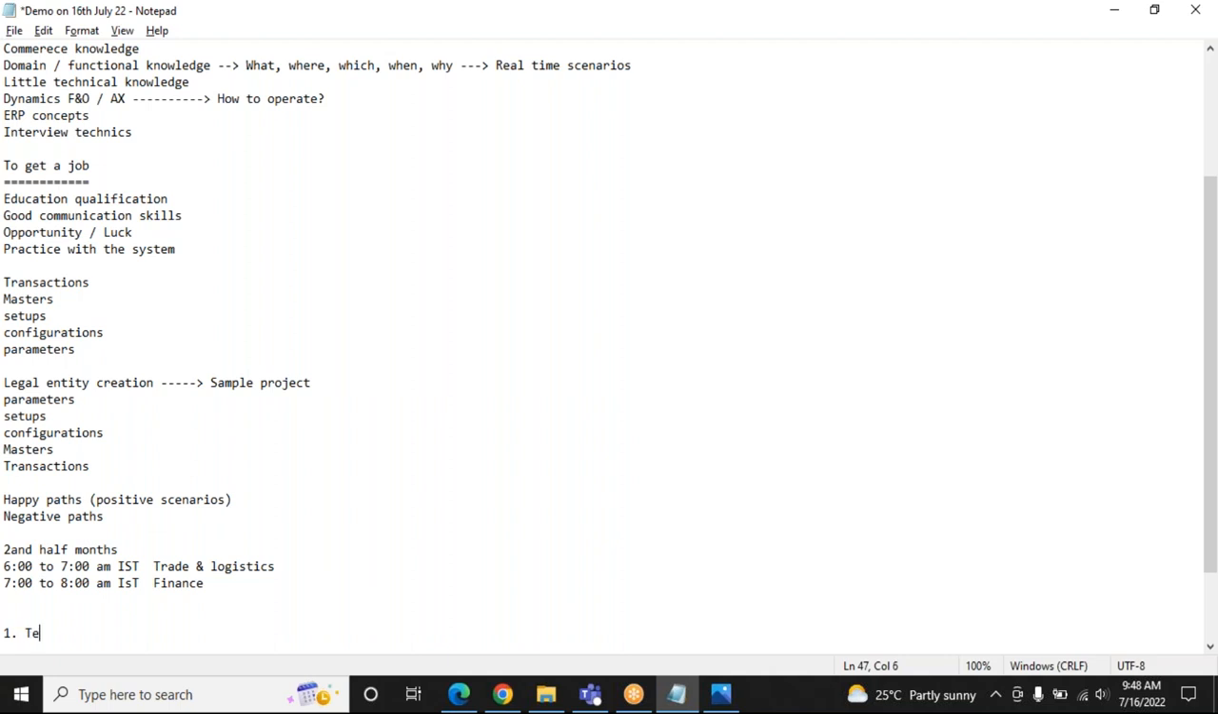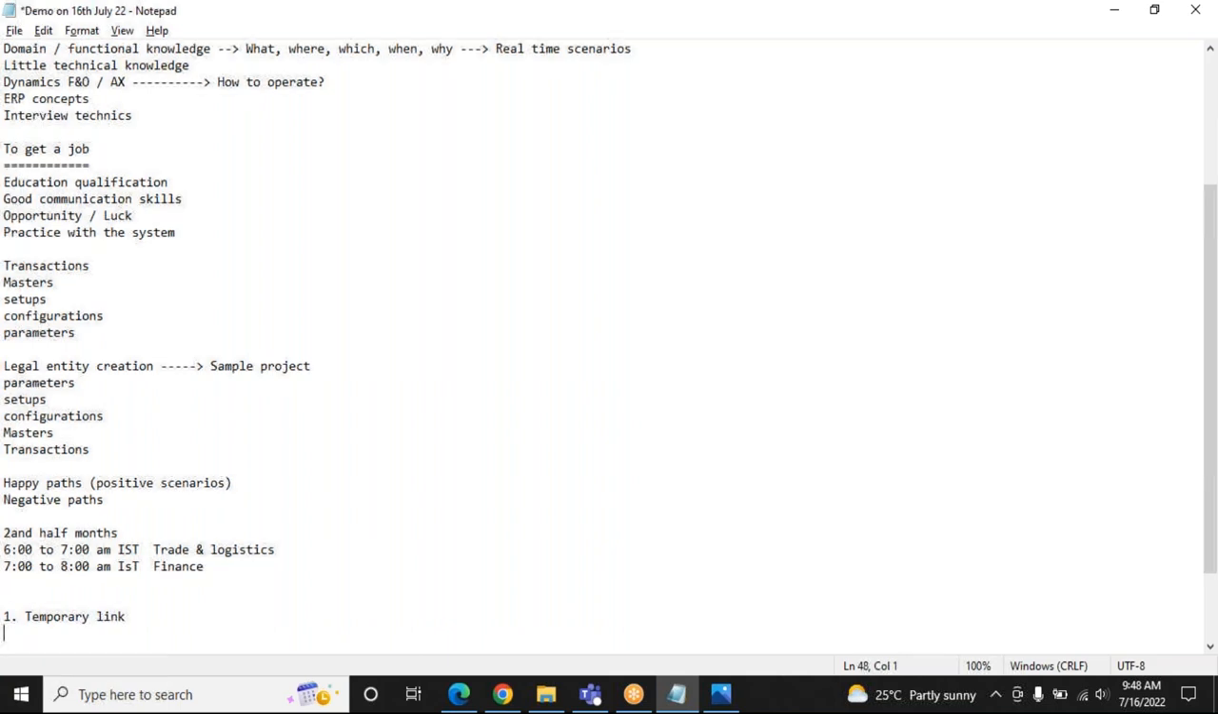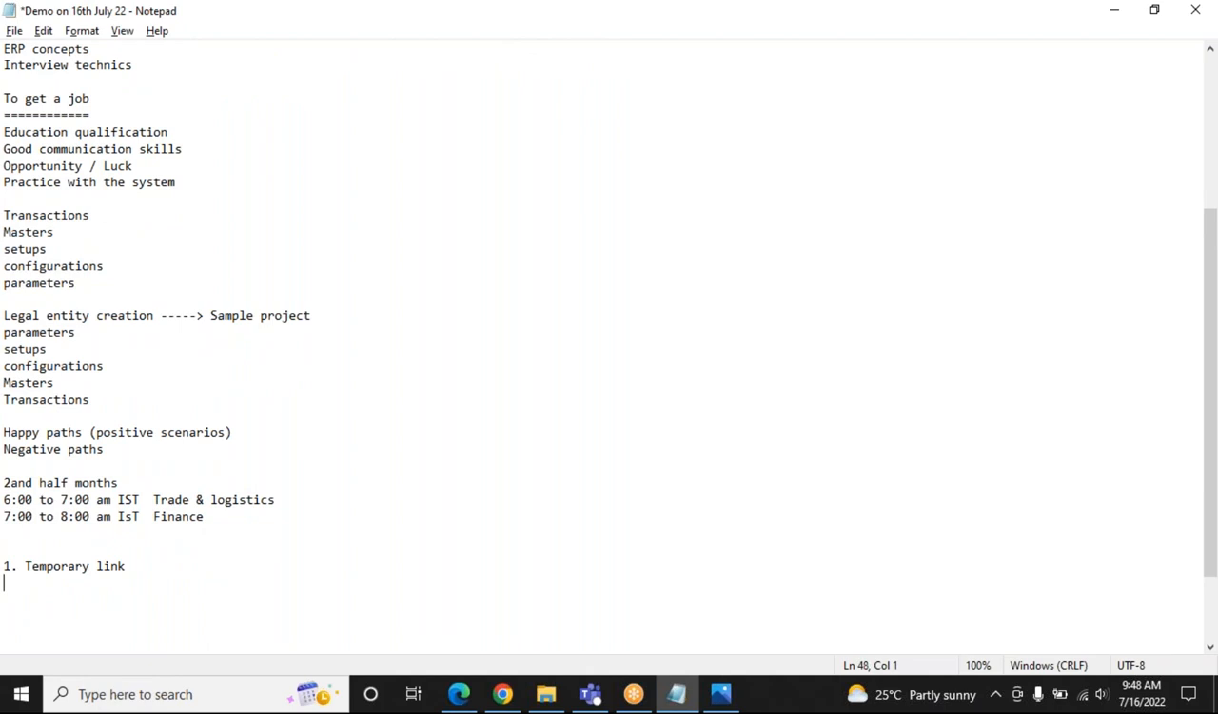One is a temporary link. I will give you a temporary link once you joined and once you paid the fee. That link, every 2 hours, it will be collapsed. It will be closed, whatever you have entered will be closed, and once again it will start. So this is only for temporary.